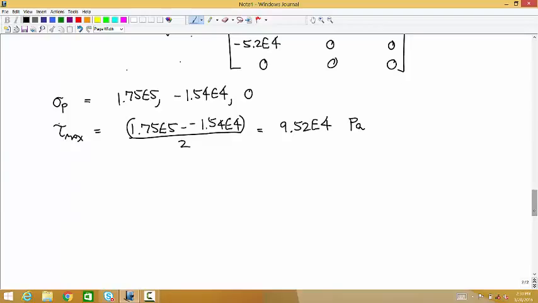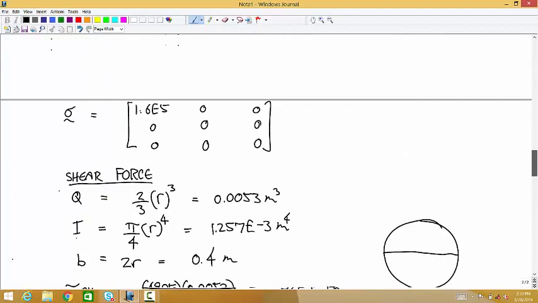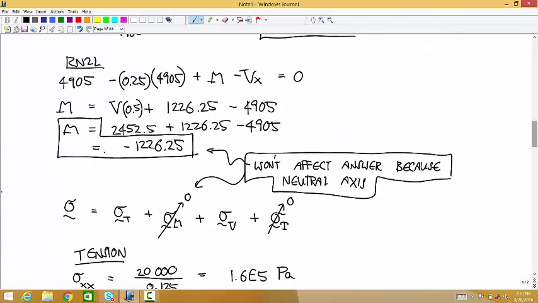Why did we cross out the moment tensor again? Because the stress due to the bending moment, that formula is negative M times y divided by I. And that y tells you how far you are from the neutral axis. So if you're at the neutral axis, y is equal to 0. And so you don't get any stress for that. Oh, okay.